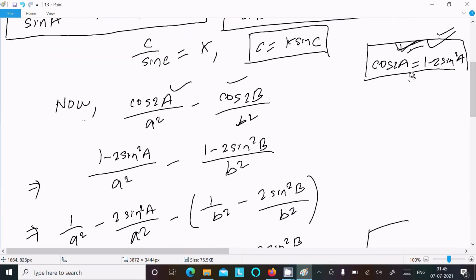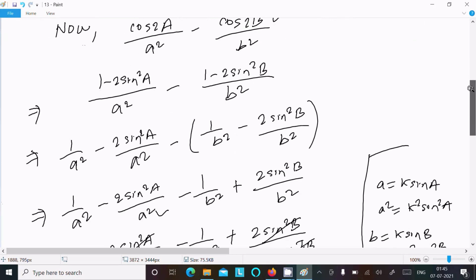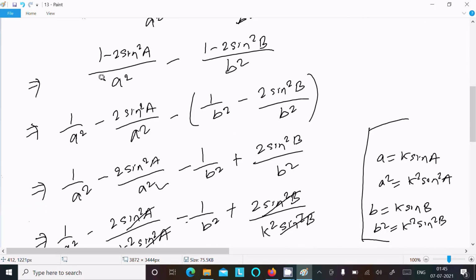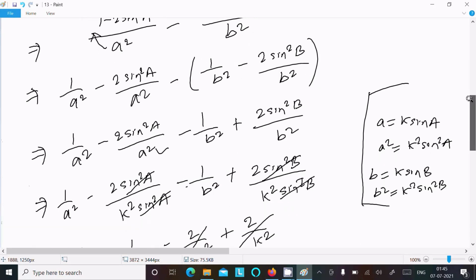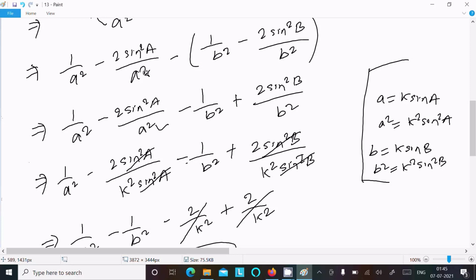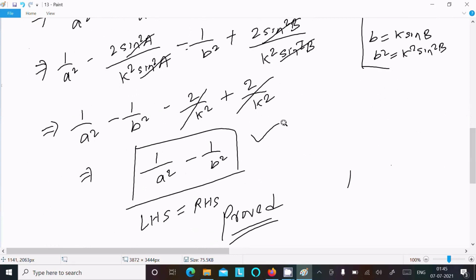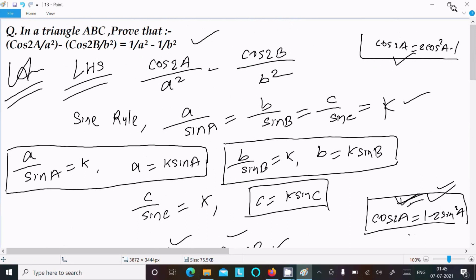Now I am using this formula: cos2A we can write as 1 minus 2 sine square A, and cos2B as 1 minus 2 sine square B. A square makes the relationship with 1 and 2 sine square A, same with B square. After that sine square A becomes K square sine square A, and after doing the calculation you get 1 by A square minus 1 by B square. So this is the way we can prove this question.